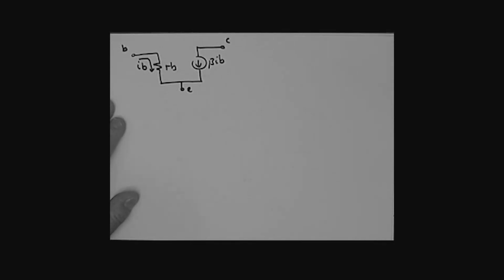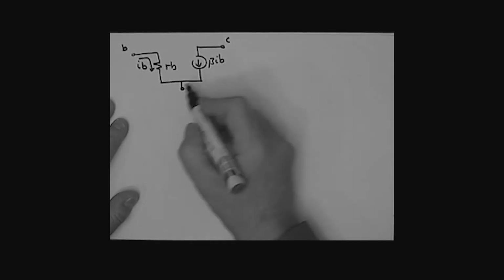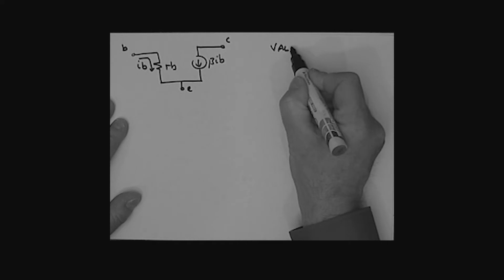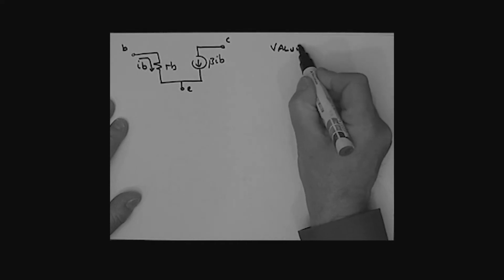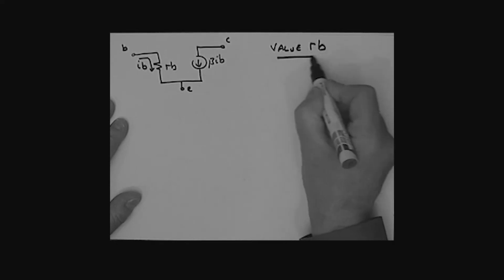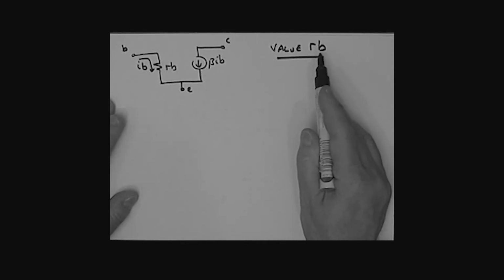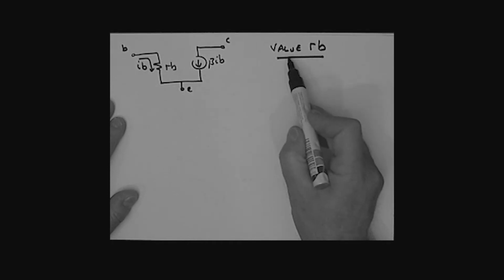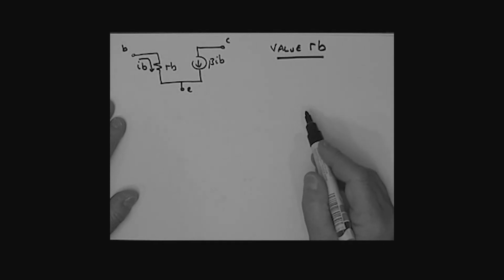Now, just to take this a little bit further, we need to talk about this RB. So what is the value, or how do I evaluate that little RB term? In some problems, I'm just going to go ahead and give you that RB. If you want to evaluate RB, you can do it from the input characteristics.